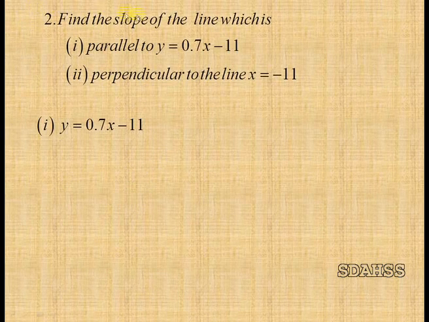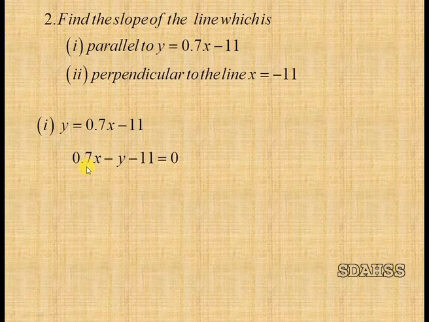Second sum. Find the slope of the line which is parallel to y is equal to 0.7x minus 11. You bring this y to the other side, it becomes negative. So this equation becomes 0.7x minus y minus 11 is equal to 0.